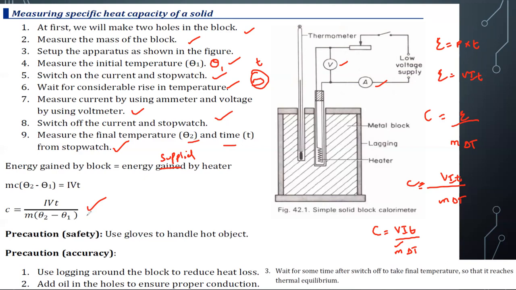What are the safety precautions? You should use gloves to handle the hot object. Use lagging or insulation around it, which will reduce the heat loss to the surroundings. Add oil in the hole to ensure proper conduction. In these holes we should put oil so that there is a better transfer of heat energy. And wait for some time after switching off, to get a final temperature, so that it reaches thermal equilibrium.